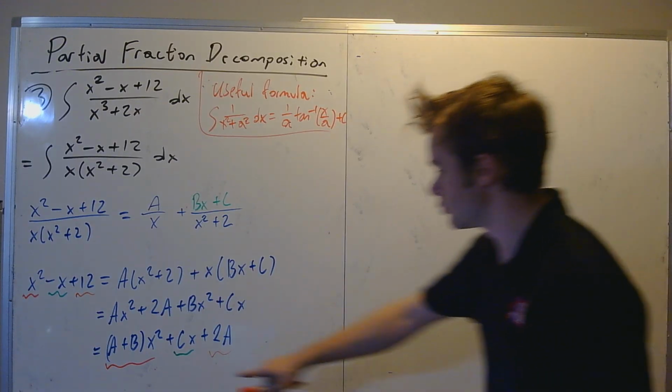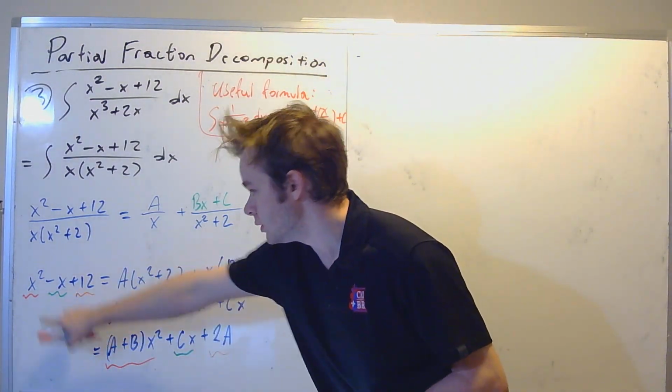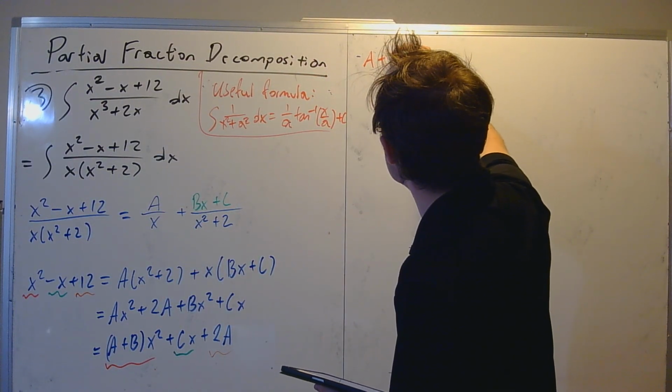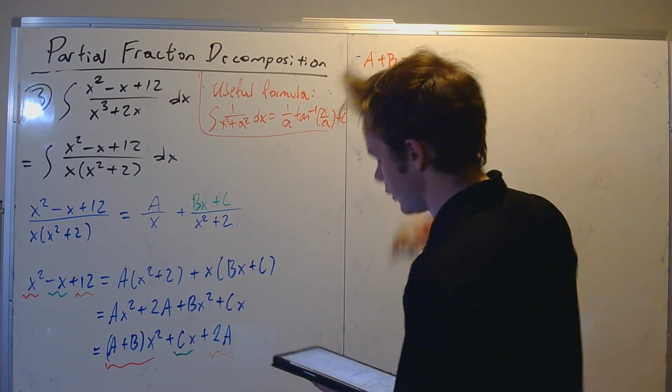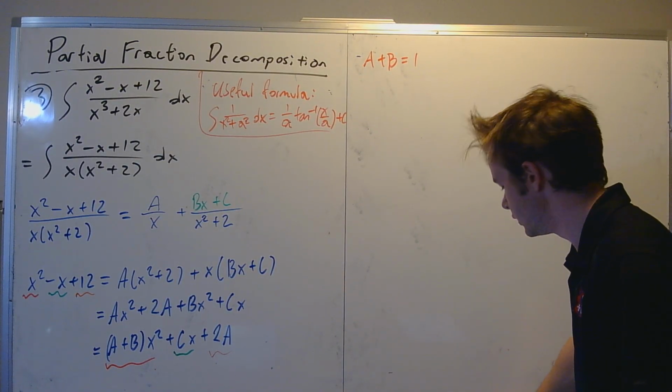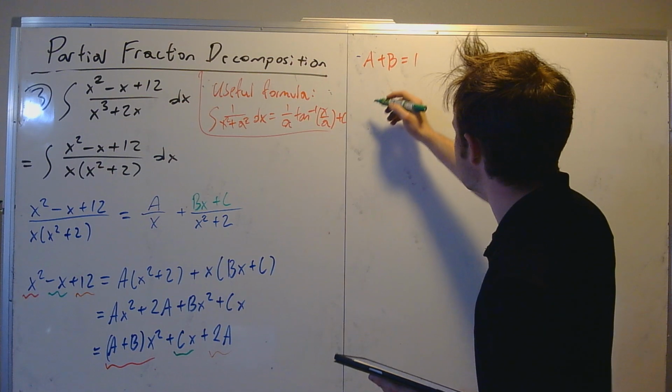Here, this first one tells us that a plus b equals 1. So we know a plus b equals 1. Our second one, the one in green, tells us that c is equal to negative 1.